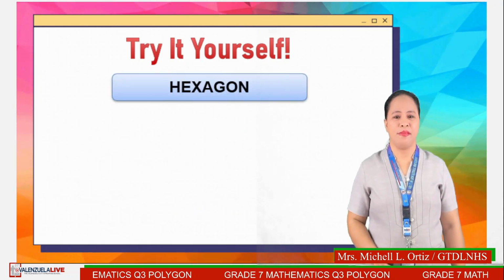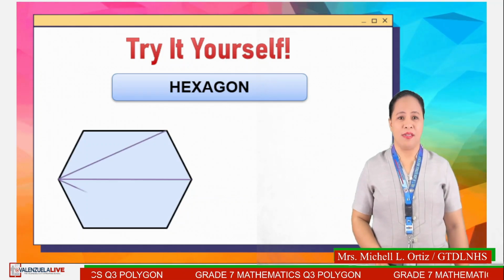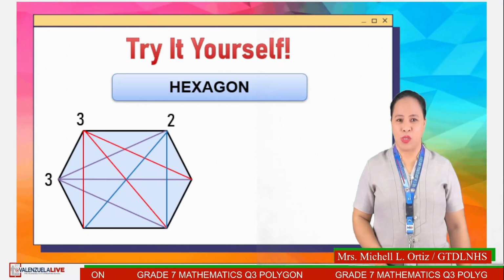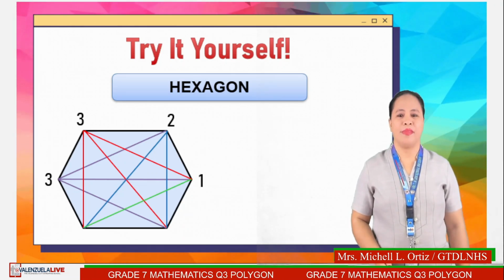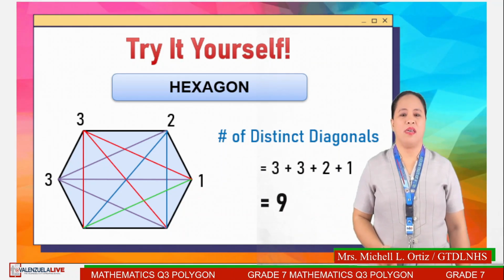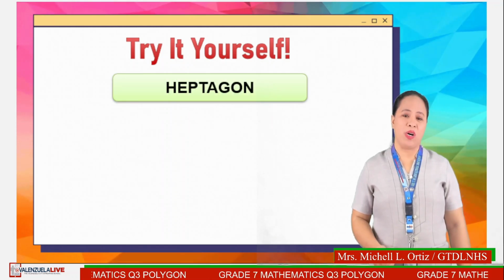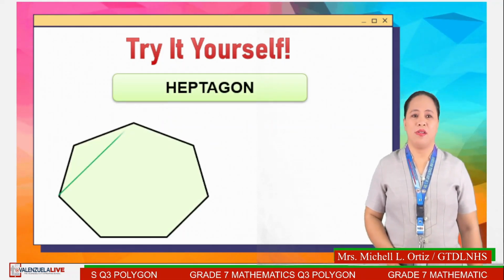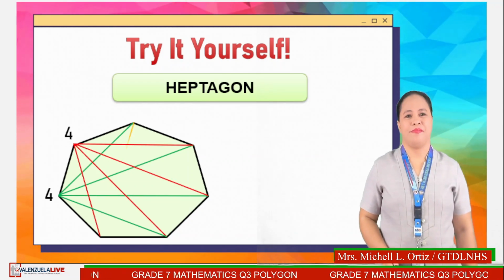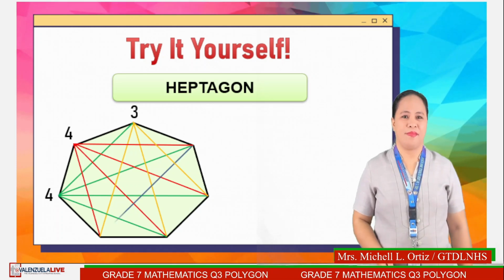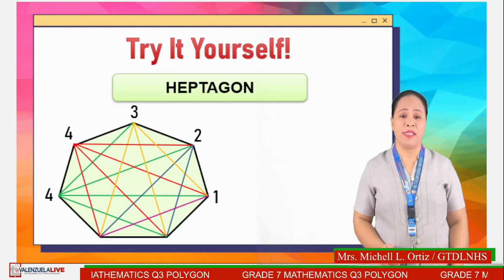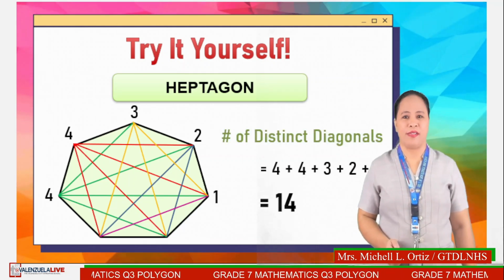In a hexagon, it has 3 plus 3 plus 2 plus 1. A hexagon has a total of 9 diagonals. In a heptagon, it has 4 plus 4 plus 3 plus 2 plus 1. A heptagon has a total of 14 diagonals.